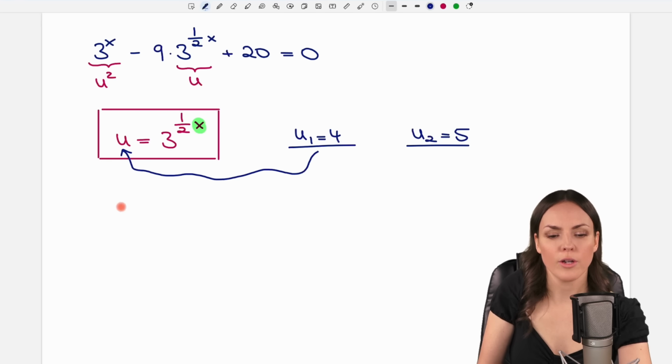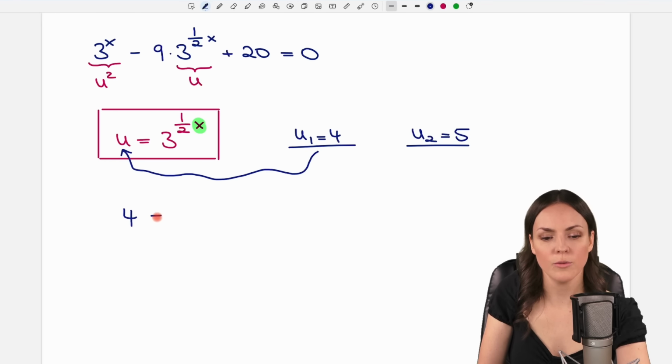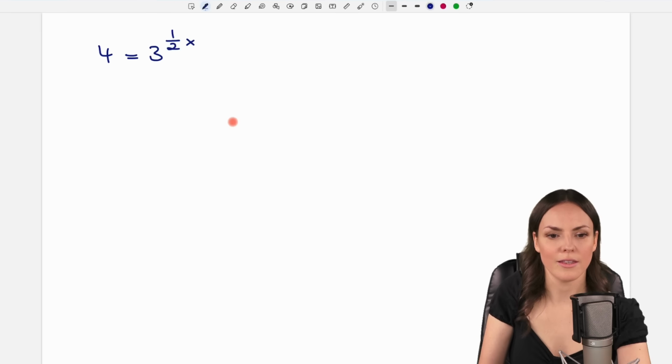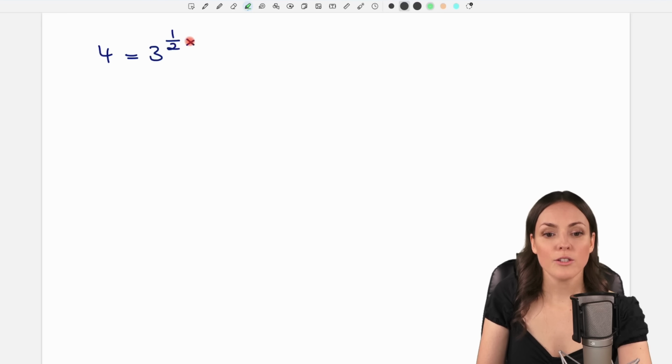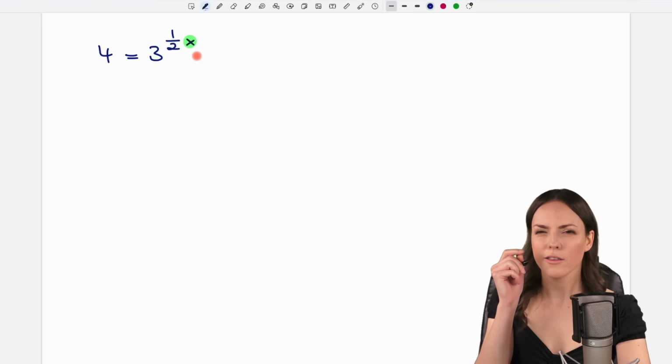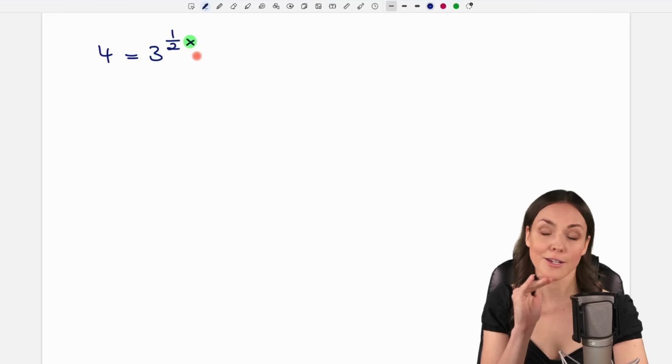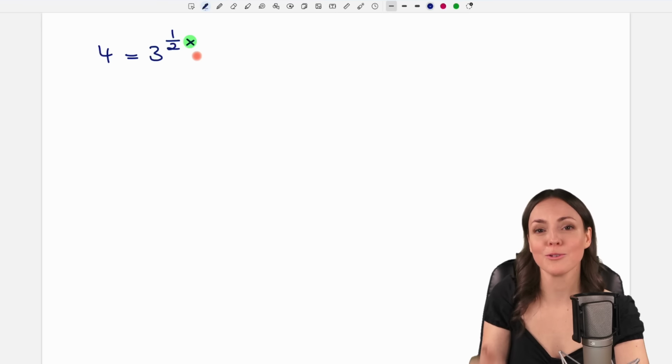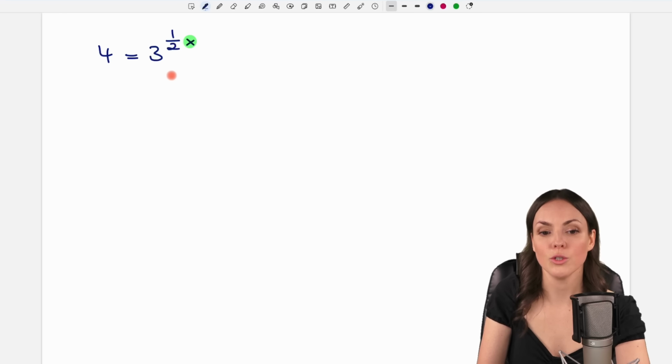But first, the 4. So I put the 4 in for my u, and here I have 3 to the power of 1 over 2x, and now we're going to solve this equation for x. Let's do this on this side here. We want to solve for x. We have x in the exponent of our equation, and on the very beginning of this video, a few minutes ago, I told you that we have to use the logarithm to be able to solve exponential equations. And now is the perfect time to use the logarithm because this equation is simple enough to use it on both sides.